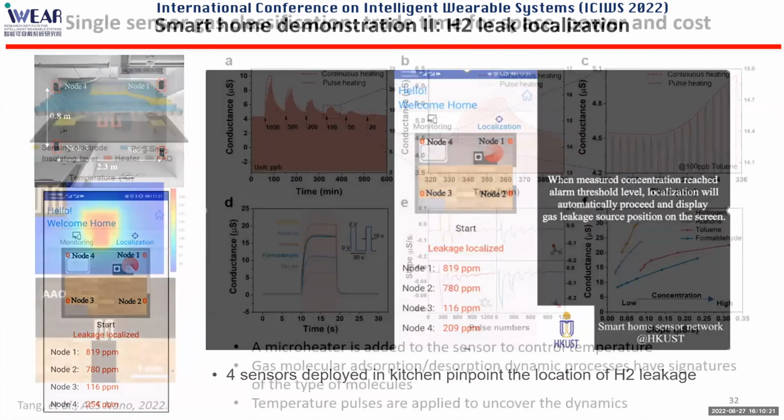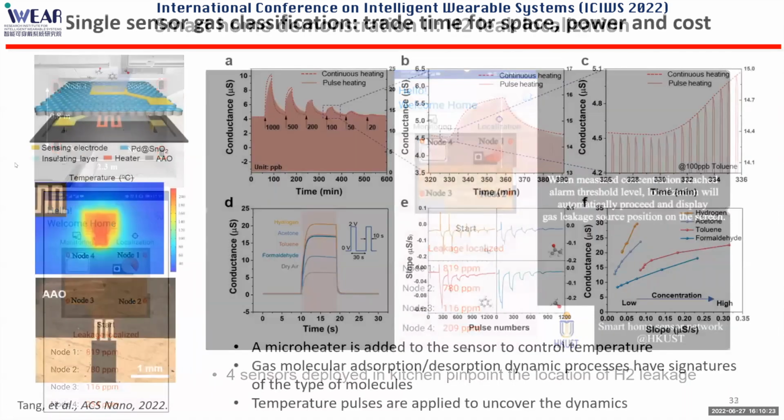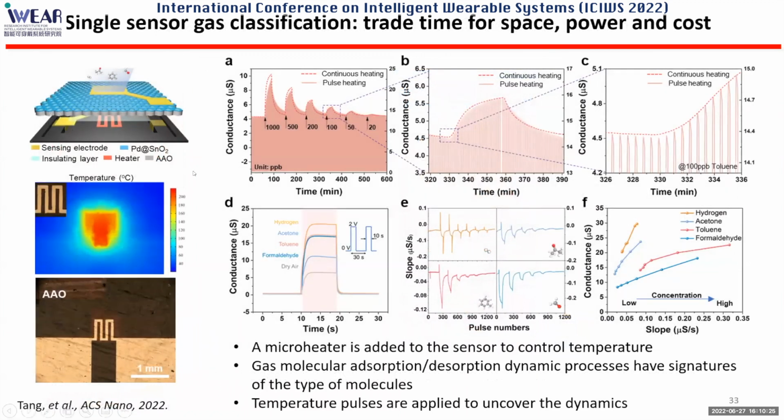Okay, so recently we were thinking about how we can build a smarter sensor. We tried different kinds of methods. One idea that came out from a student is using a single sensor to run the classification. We call that trading the time for the space and the power consumption, because we just need one sensor. Here we use a temperature modulation method to introduce the dynamic behavior of the sensors.